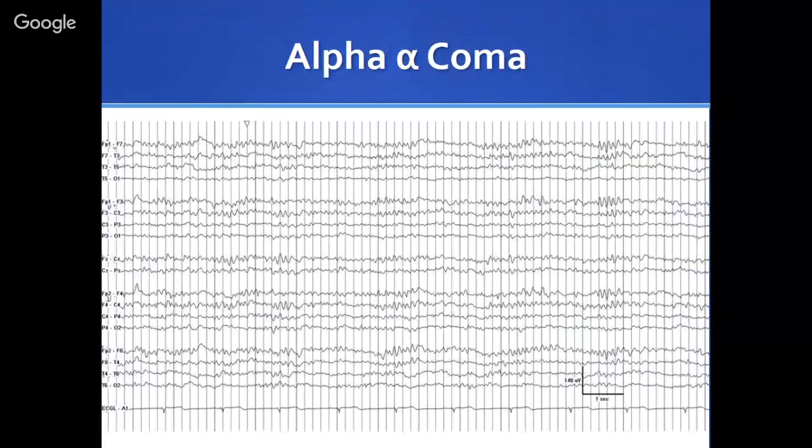All right, so alpha coma. This is the alpha coma that we'll talk about. You can see that it's in the alpha range and it's widely distributed. Interestingly enough, the posterior dominant rhythm is inverted because you see a higher amplitude in the frontal area, right? Frontal.